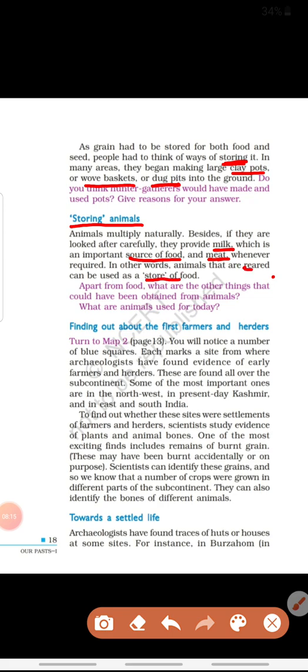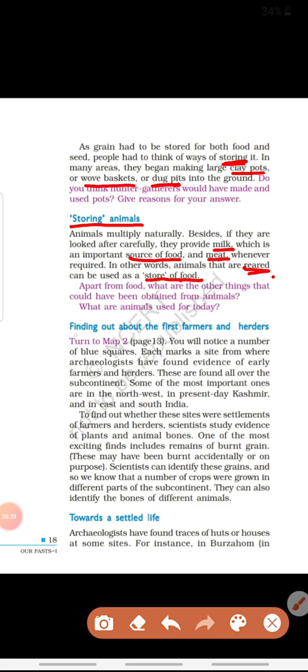So an animal that is reared means the animals which they were taking care of. So those animals were reared, taken care of, and they were used afterwards, like the chicken which they were taking care of, afterwards they used to eat those chicken. It was a store of food for them later on.